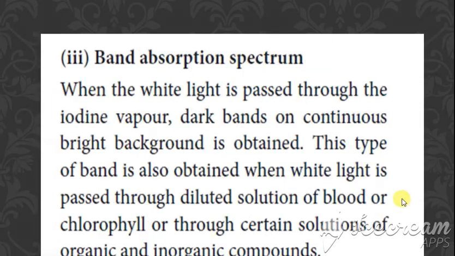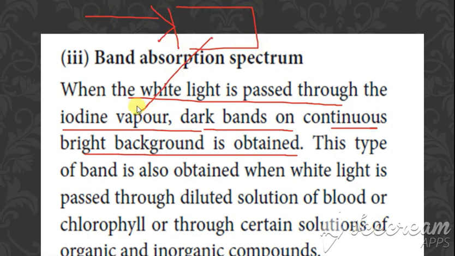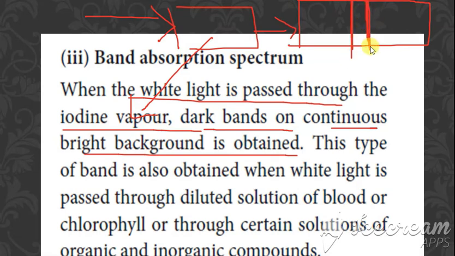Clear? Then next we have band absorption spectrum. Okay, so in band absorption spectra, when the white light is passed through the iodine vapor, the dark bands on the continuous bright background are obtained. So when we send a white light through iodine vapor, we get a dark band. Okay, so dark means what? Black color. Okay, so black with white background. So this is a white background, and on this white background we get two dark lines.